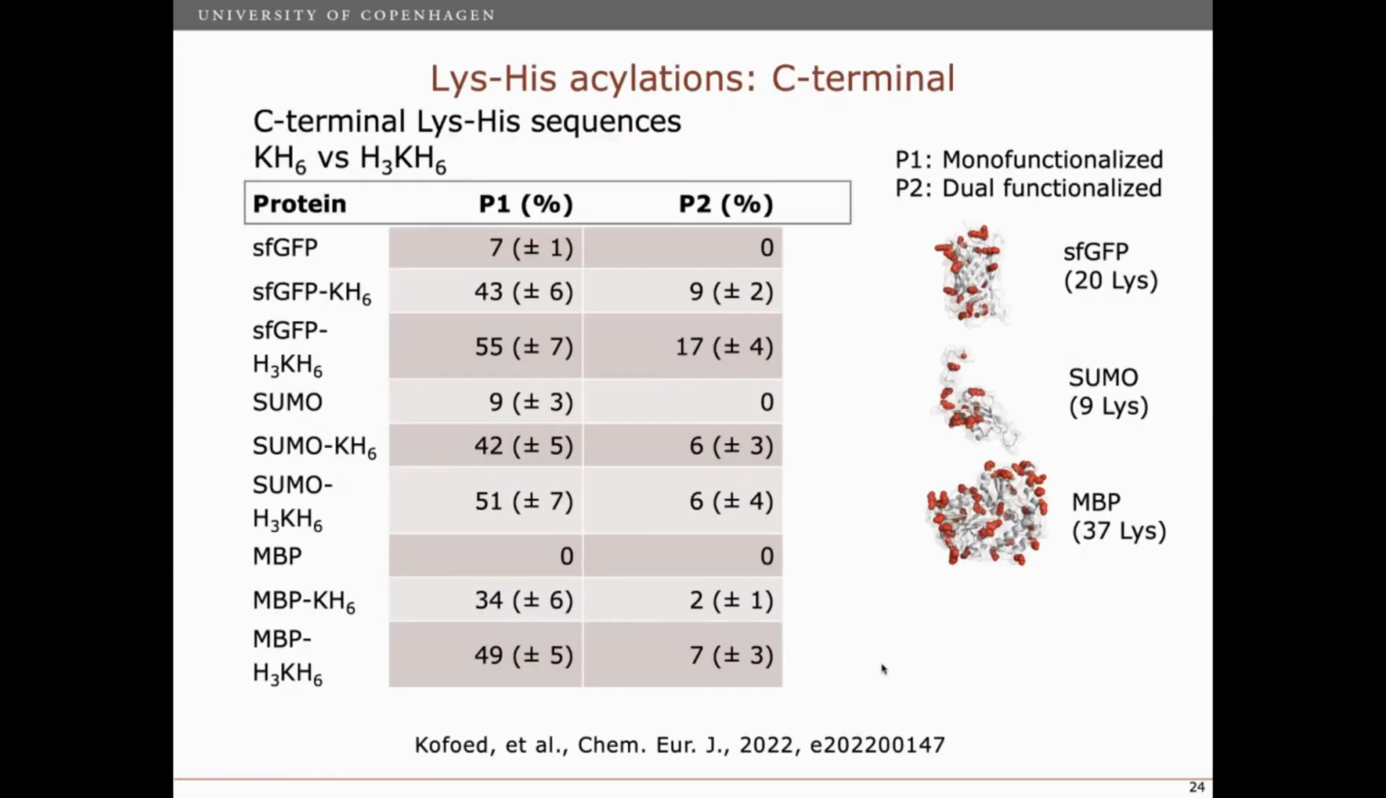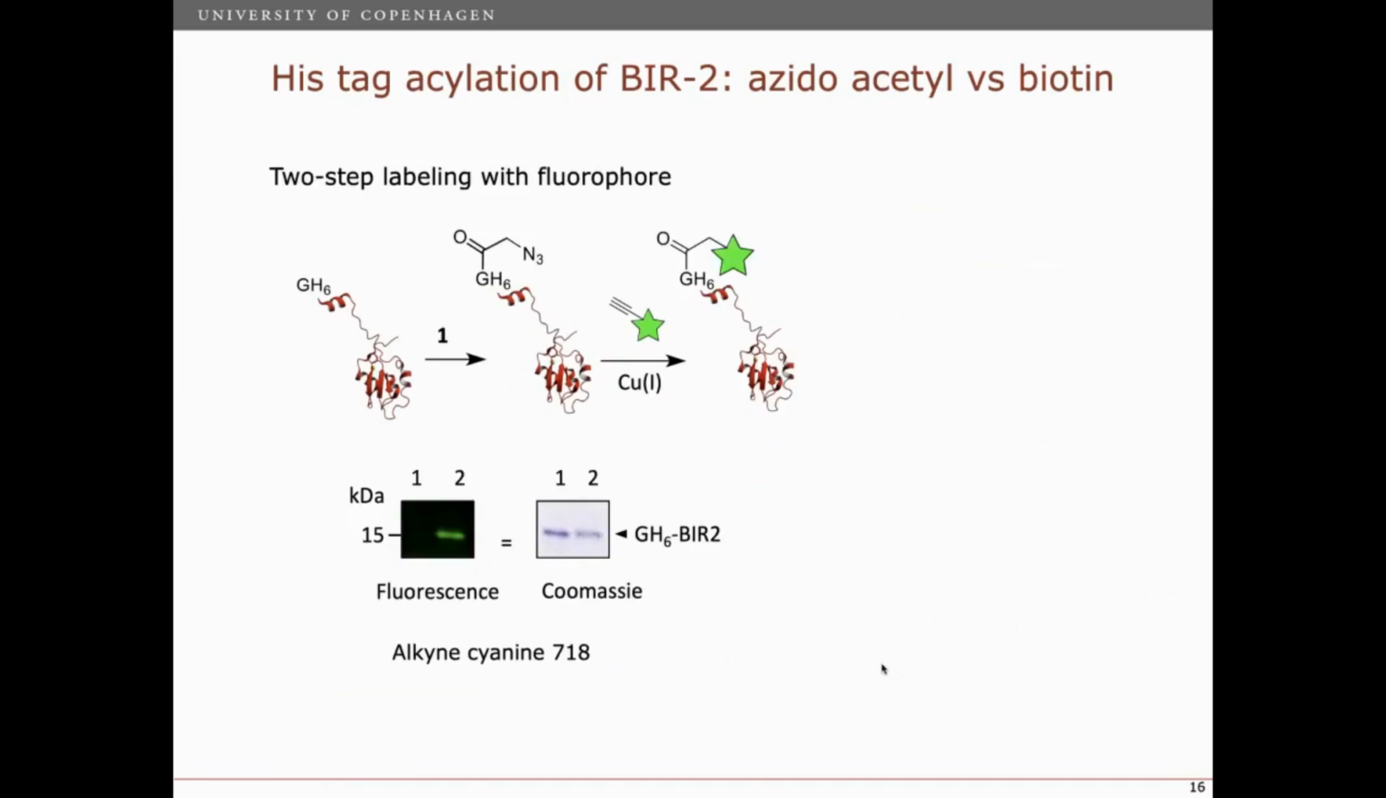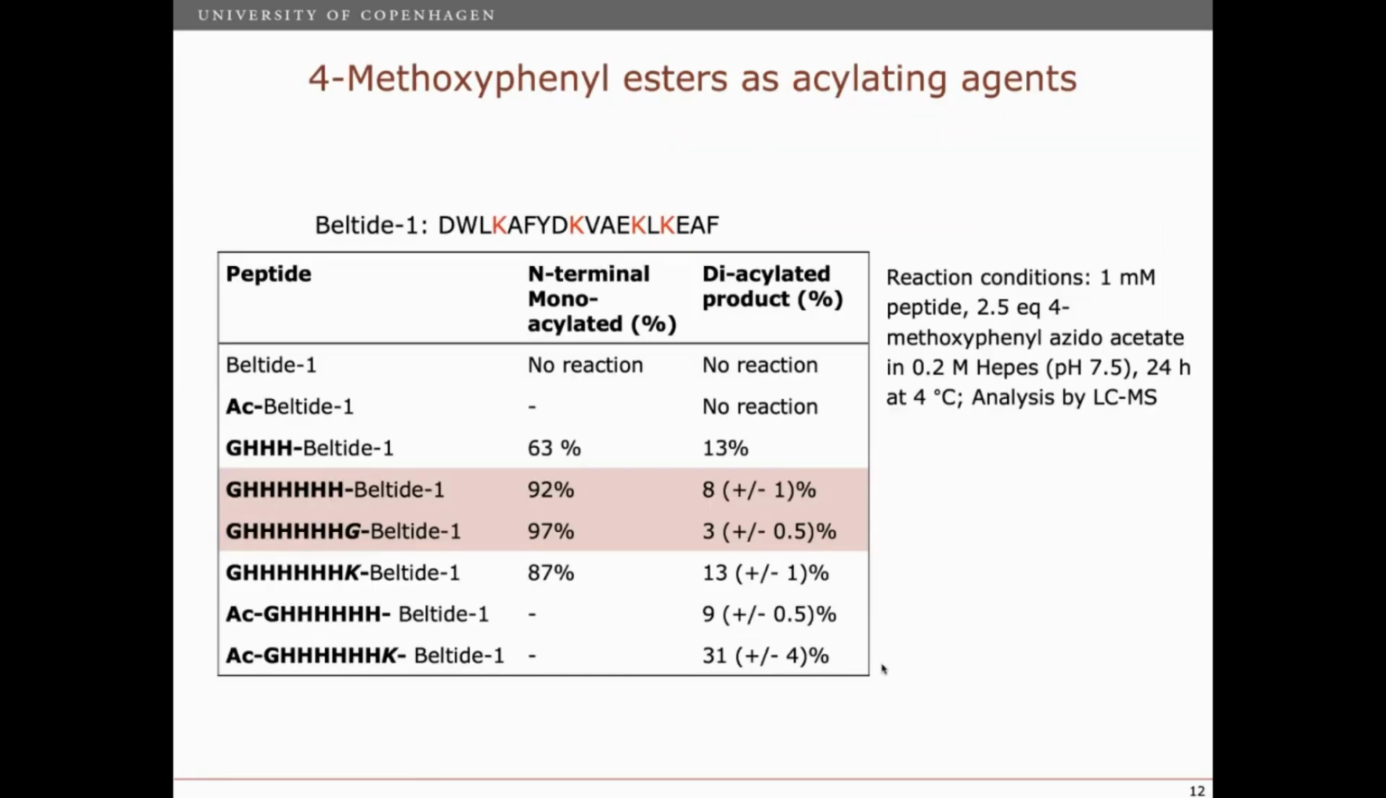Yeah, let me try to find this here. Is this the one? Yeah, here you had diacylation in 8% without the glycine and only 3% when adding a further glycine. Yes. So is there an explanation, or is it just statistics?